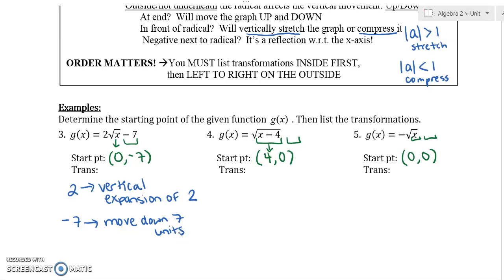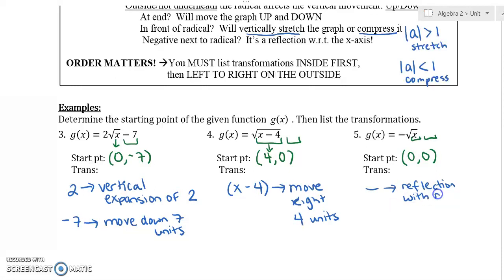Okay? Now for number 4, the only transformation I see is the x minus 4. So I know that x controls left and right, and I'm not going to believe it. So this one is actually going to tell us to move right 4 units. All right. The only transformation I see is a negative in the front, and the negative is going to be a reflection with respect to the x-axis. So those are the transformations we have.